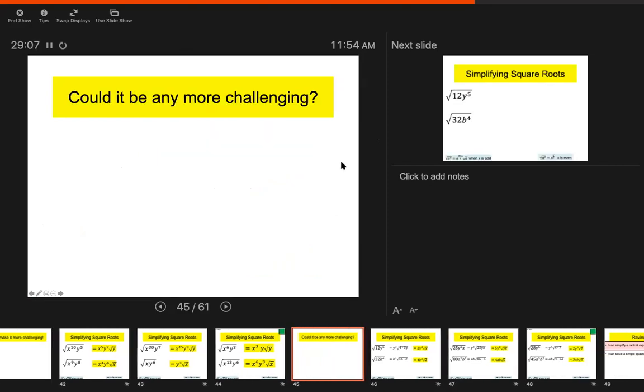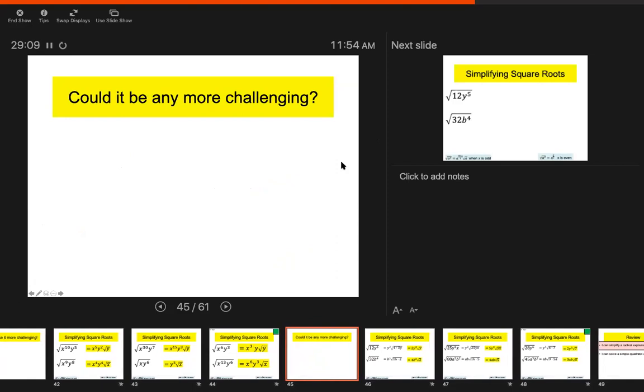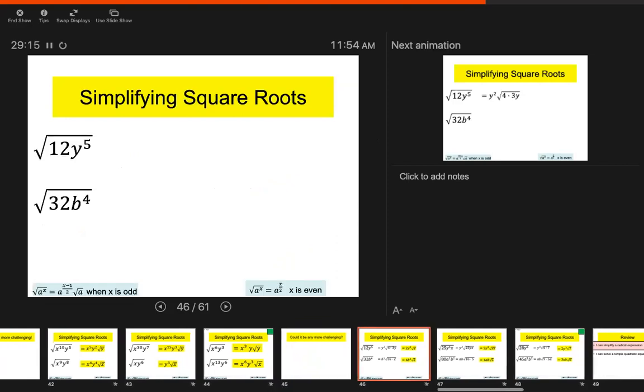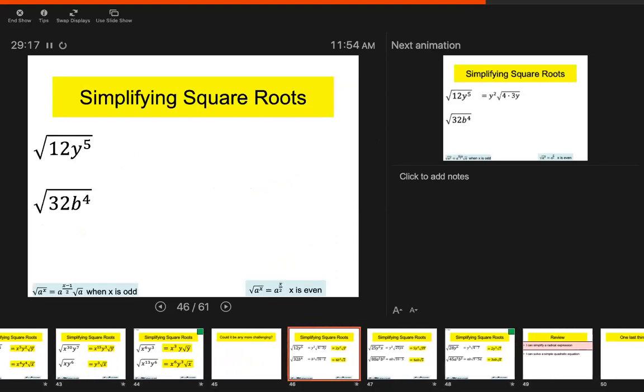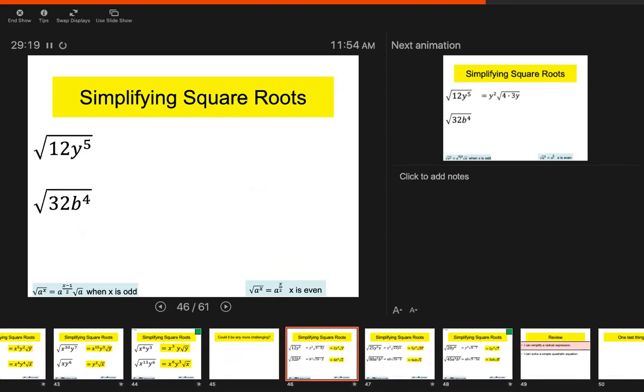All right. Could it be more challenging? Yes. What they're going to do is combine yesterday's lesson with today's lesson. In other words, they're going to have numbers and variables. So all they're doing is combining yesterday's lesson with today's lesson. Okay. So we're going to treat each thing separately. So let's see. I'll do the easiest thing first, the y's.